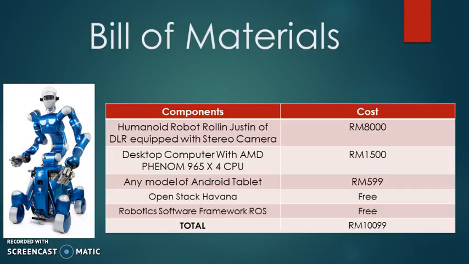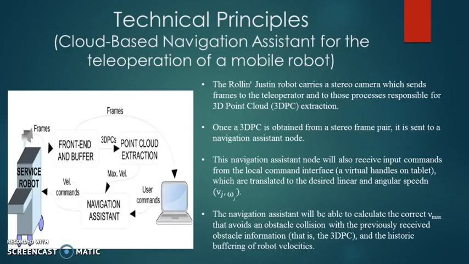It contains several components such as a humanoid robot, a rolling autonomous robot equipped with a stereo camera, a desktop computer with AMD Phenom 965 x4 CPU, any model of Android tablet, OpenStack Havana, and the robotic software framework ROS. The costs are listed, and the total cost of the design is $10,099. Then I will discuss the technical principle.